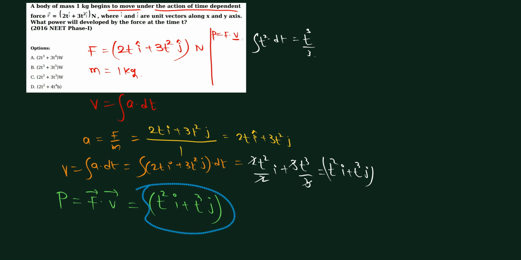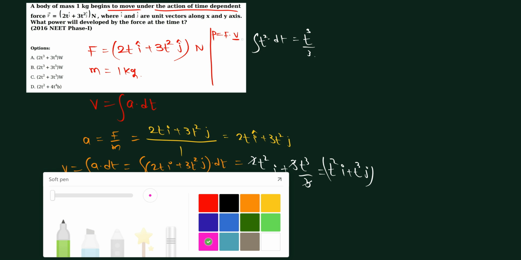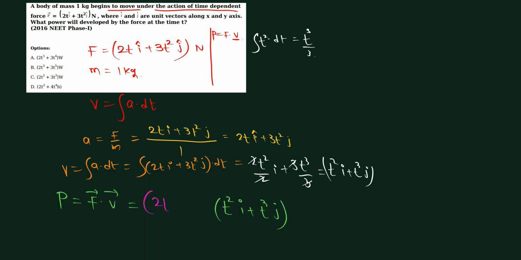What is the force vector? The force vector is 2t i cap plus 3t square j cap. Okay. You do the dot product. Dot product means i dot i value is 1, j dot j also 1.